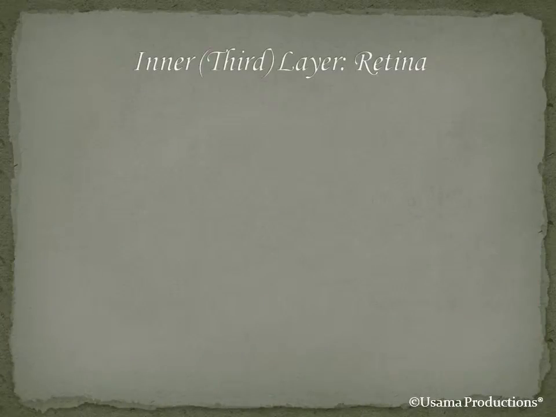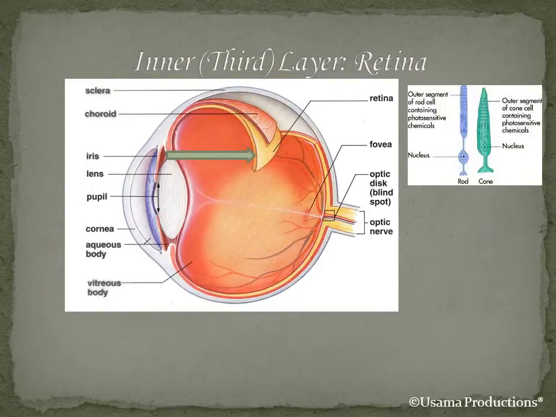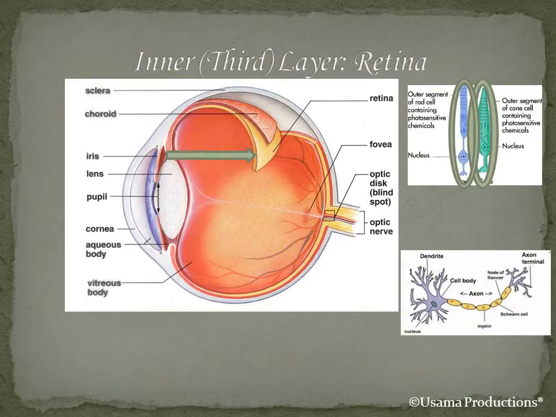Now we are going to study the inner layer of eye. The inner layer is sensory and is called as retina. It contains photosensitive cells called rods, and cones and associated neurons. Rods are sensitive to dim light, while cones are sensitive to bright light, and so distinguish different colors.